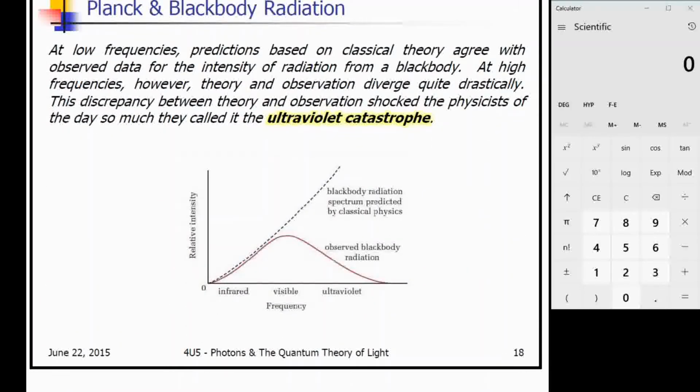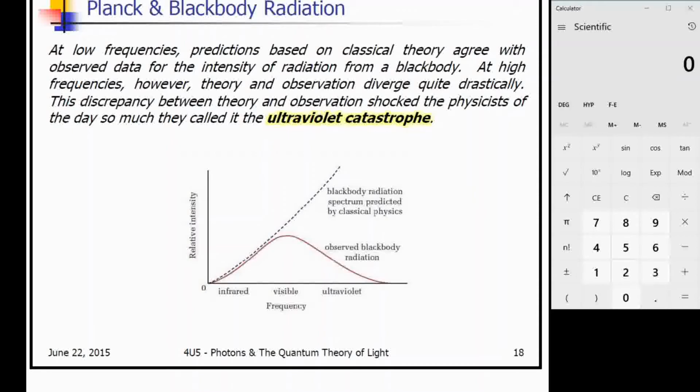Now, why we do need to study it for this course is that there's a relationship between this and the photoelectric effect, and we'll get into that a little bit later. So at low frequencies, predictions based on the classical theory agree with the observed data for the intensity of radiation from a black body. At high frequencies, though, theory and observation diverge quite drastically. So the discrepancy between theory and observation shocked physicists of the day, and they call it the ultraviolet catastrophe.